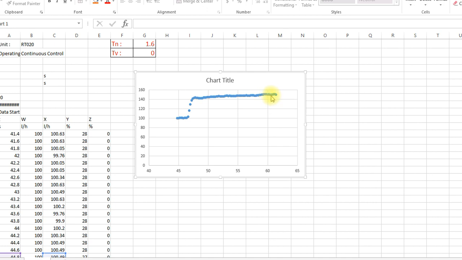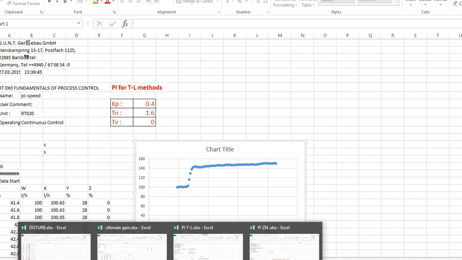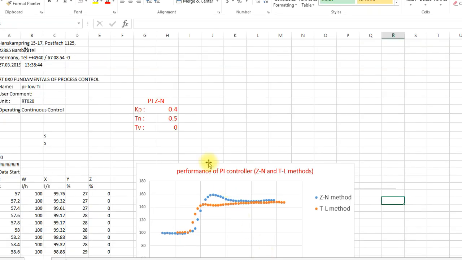Okay, so this is a PI method. The value of Kp and tau I, this is the integral time, is calculated by the TL method. Okay, so this is what we get in PI. Then we will compare the same performance of PI with that of the ZN method. So what about when we have the Ziegler method? So I will go to another Excel sheet, this one, and this is PI ZN.